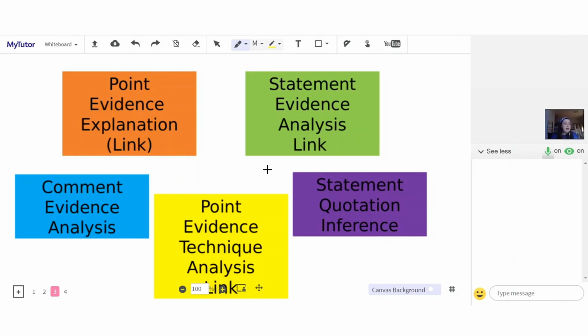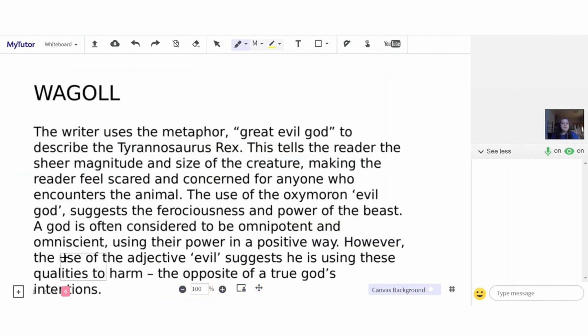So once you get to your analysis, make sure that you dig deeper, you do your next level of analysis. Let's have a look at my WAGOLL. The writer uses the metaphor, so first off, that's my point, "great evil God", evidence, quotation, to describe the Tyrannosaurus Rex. I've also embedded the quotation here, which is a skill that is really good and gets you high marks. This tells the reader the sheer magnitude and size of the creature, making the reader feel scared and concerned for anyone who encounters the animal. So that's sort of my low-level analysis.